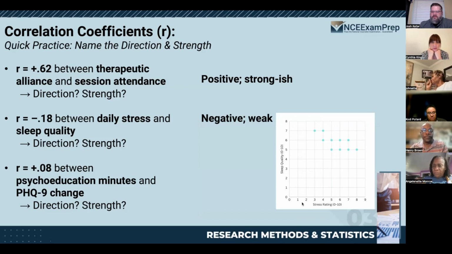Because as stress increases, sleep decreases. Thank you. Yeah, good.